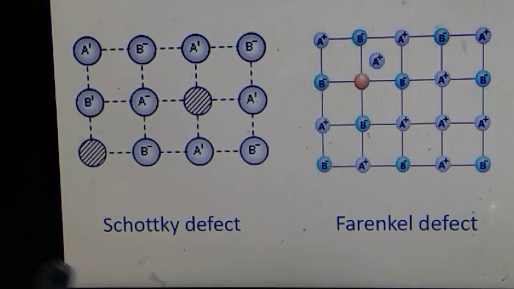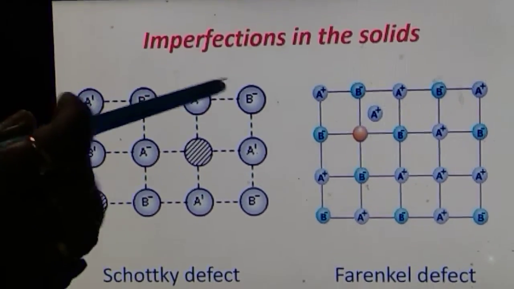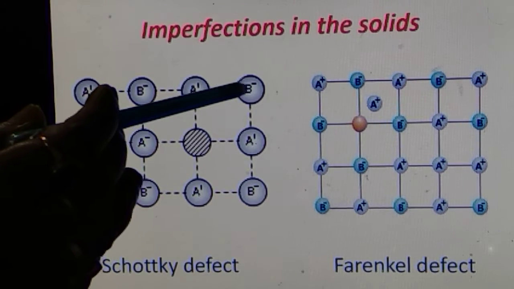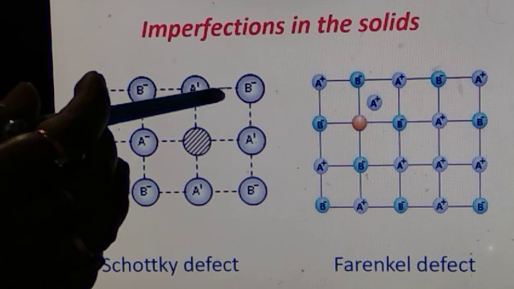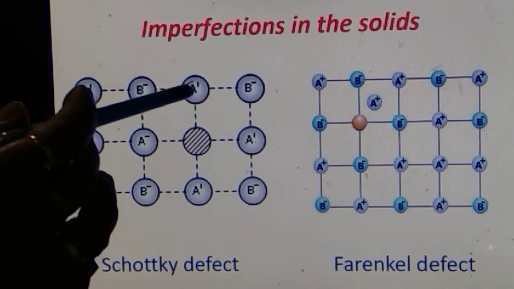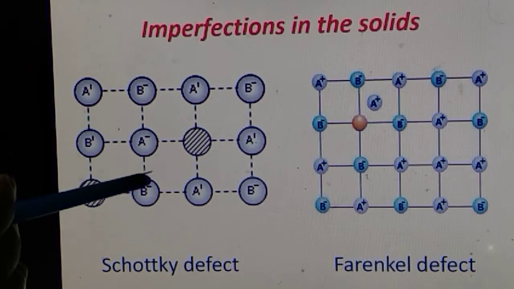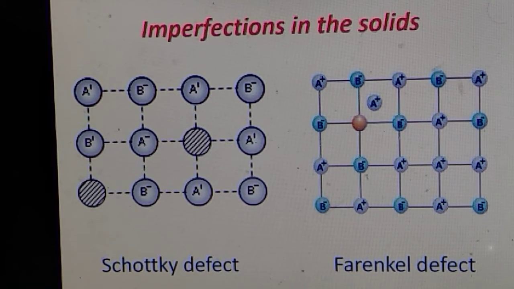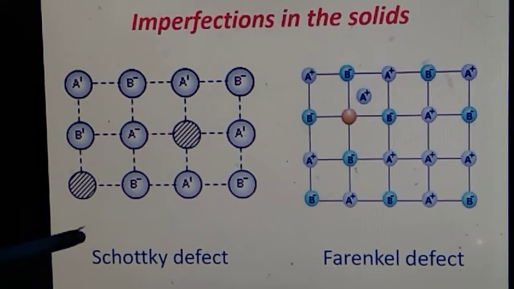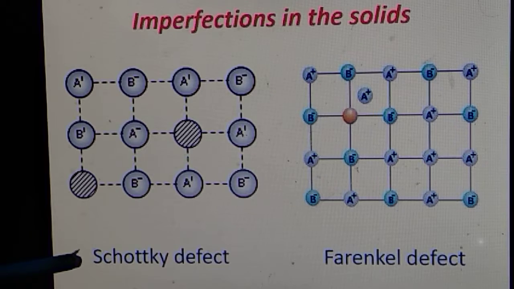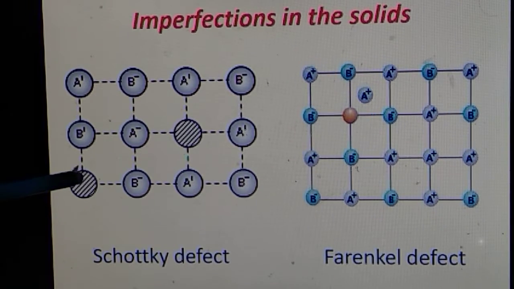Now students, I am going to discuss the imperfections in the solid. What is the meaning of imperfection in the solid? It means that when there arises any kind of defect in the arrangement of the constituent particles, it is known as an imperfection, that is, a defect in the solid. My dear children, there are two types of defect: one is the point defect, another is the line defect. But in your syllabus, we have to know about the point defect.